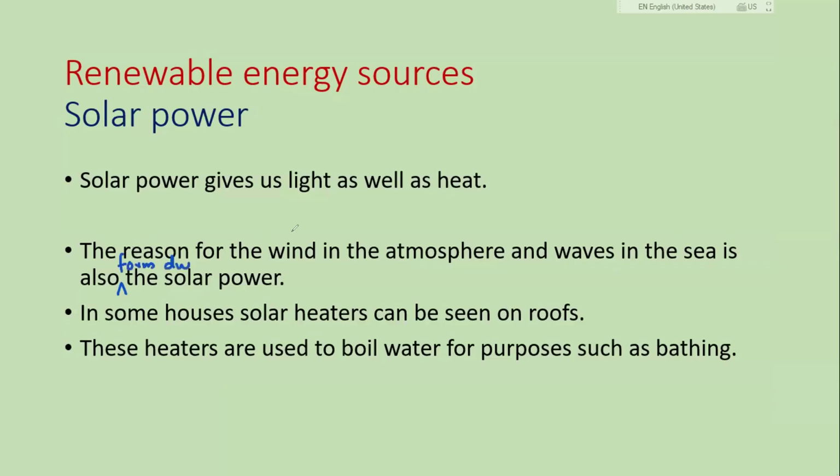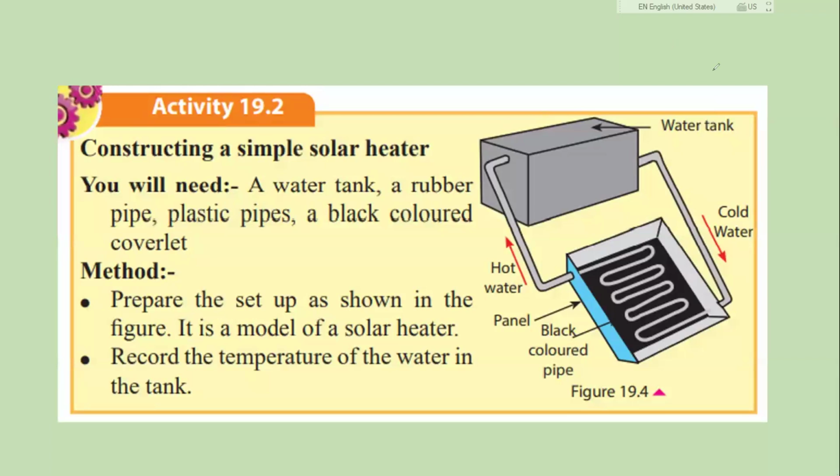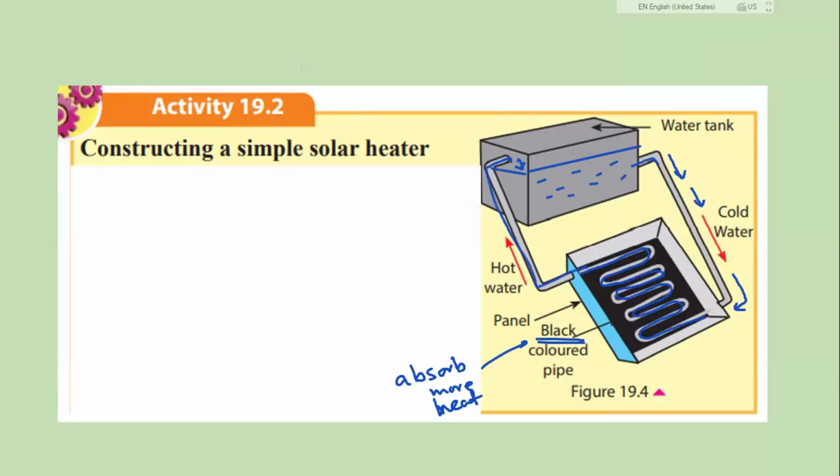Madam, what do you mean by waves in the sea? When you go to the sea, the waves are there. I know what waves are. I'm asking, what's the connection between solar power and sea waves, madam? When the solar power is there, then the sea waves are forming. Wind is blowing, no? When the wind is there, then waves occur. So when wind is created, waves occur, and winds occur because of the sun. Yes, it is. Okay, madam.